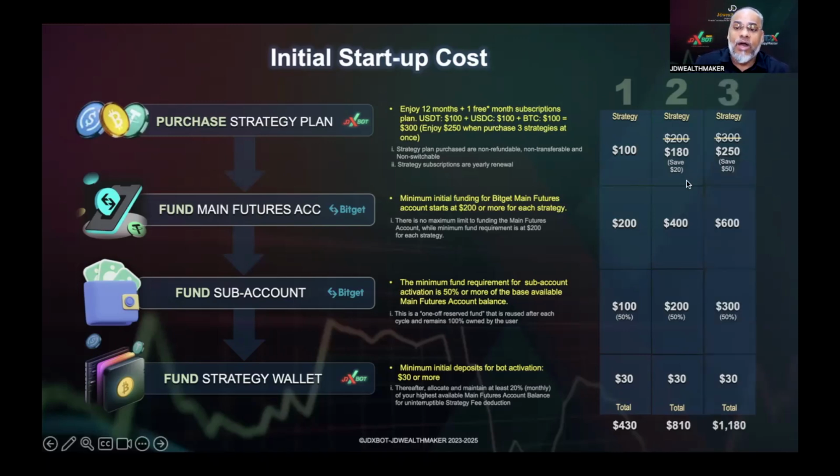And finally, what we always propose is to go for 3 strategies. To get started, with a minimum of 200 in each of the main futures accounts, you will need about 1,180 or 1,200. Can you see that? This is basically, I would say, the best: go for all three strategies, because they will actually be running at different times, given different market conditions, different liquidities, and so on. Please understand that.